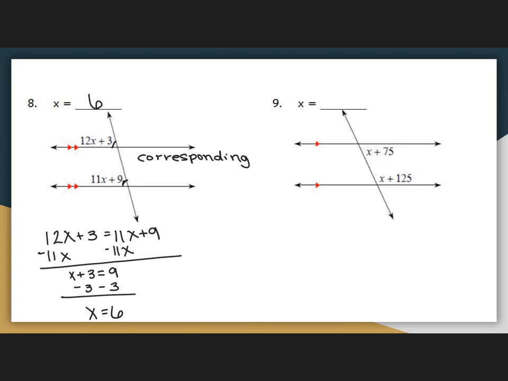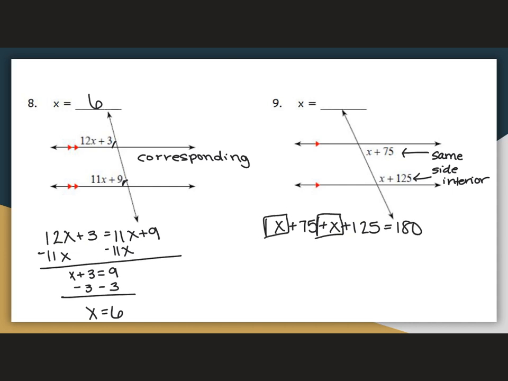Again, number 9, I want to look at the angle relationship. So these two are same side interior. Same side interior angles are supplementary, which means that they're going to add up to be 180 degrees. So x plus 75 plus x plus 125 equals 180. We combine like terms, so I have x plus x, that's 2x. 75 plus 125 is 200 equals 180.